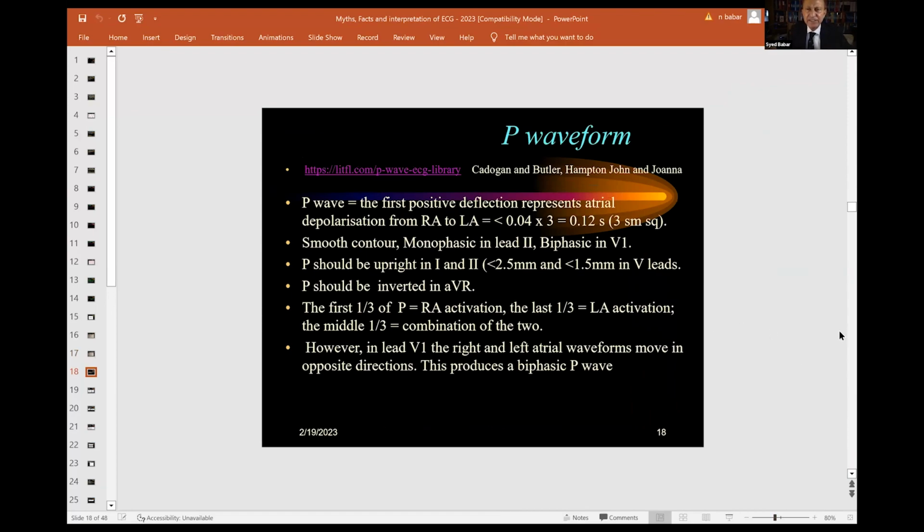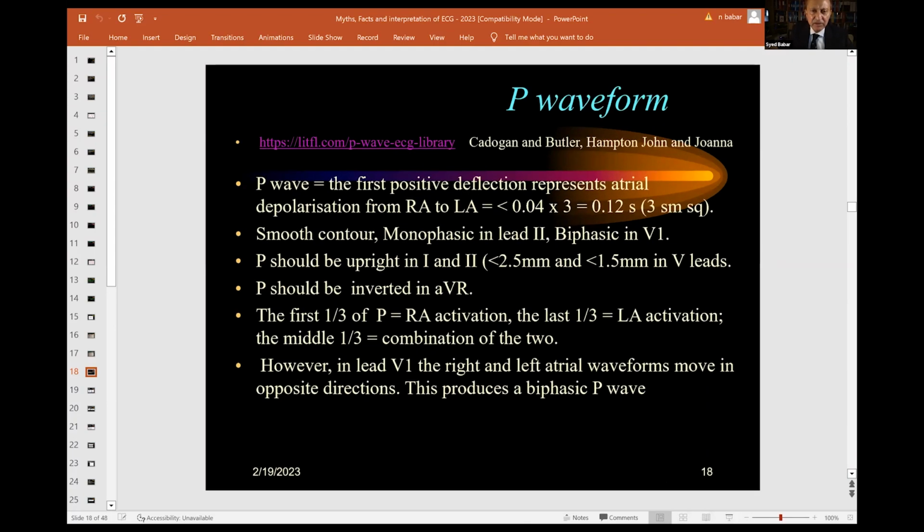Now we go on to the actual P wave. So the P wave is the first positive deflection representing the atrial depolarization from the right atrium to the left atrium, and that it depolarizes at 0.04 and it goes on to 0.12. So the PR interval would be 0.12 to 0.2.